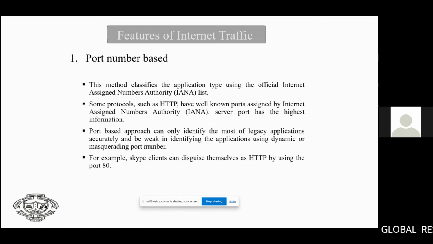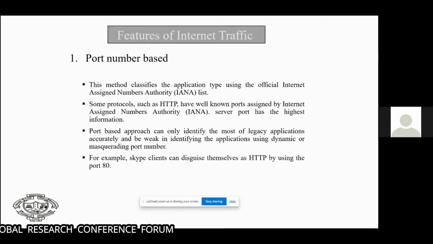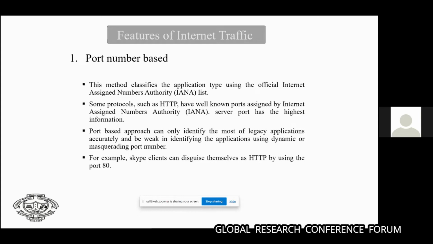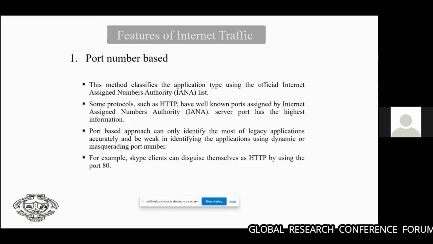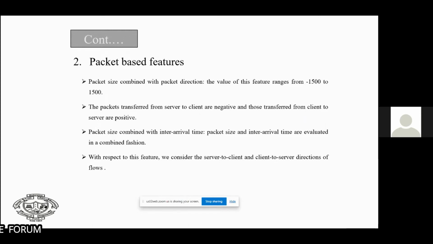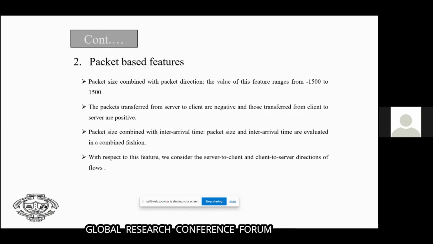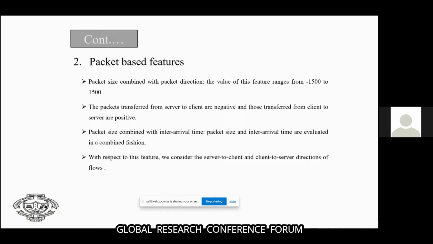But why don't we use only port-based classification? Because some applications disguise themselves as others. For example, Skype clients can disguise themselves as HTTP by using port 80, right? So doing some illegal or malware activities through ports is possible, and because of that we cannot classify on this basis. The second is flow-based or packet-based. Whenever we connect to the internet, there is sending and receiving of packets, and based on inter-arrival time or packet size, this classification has been done.